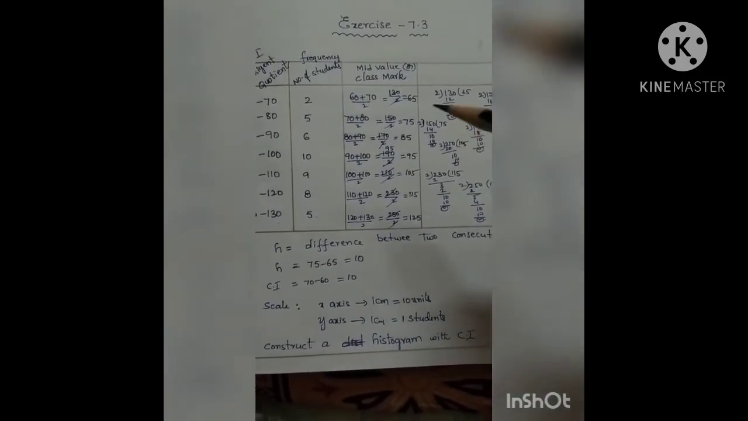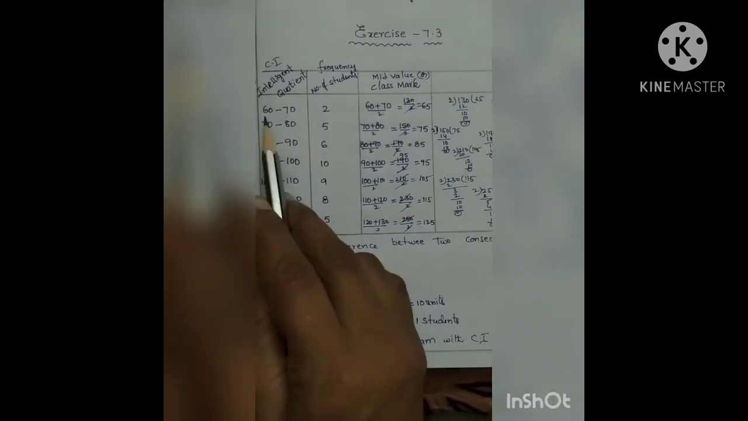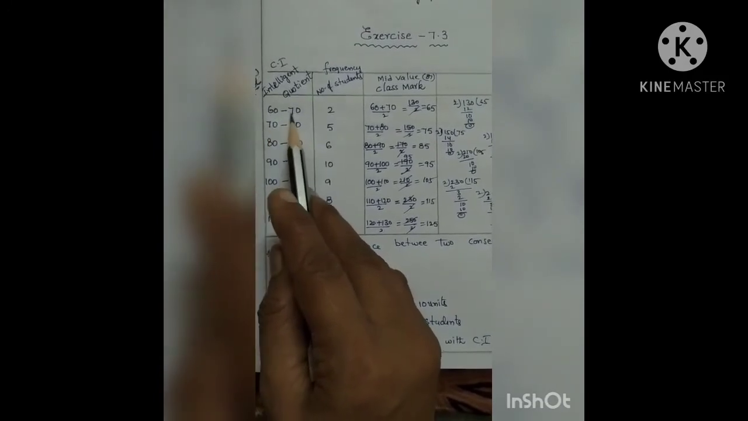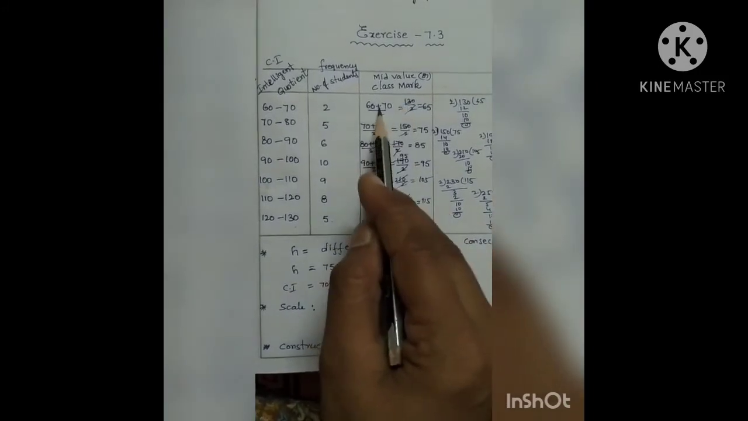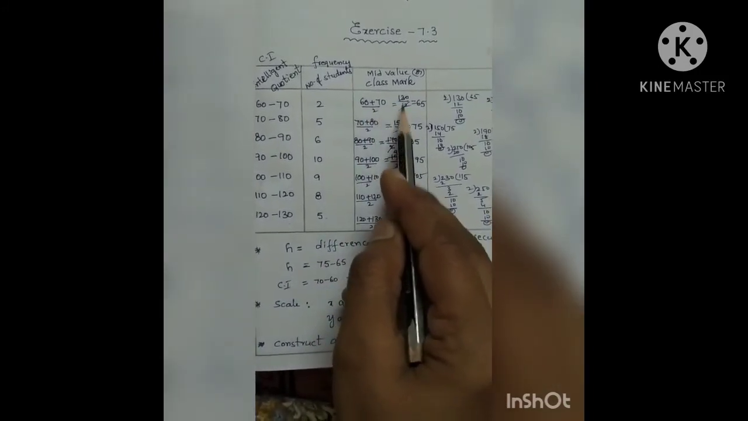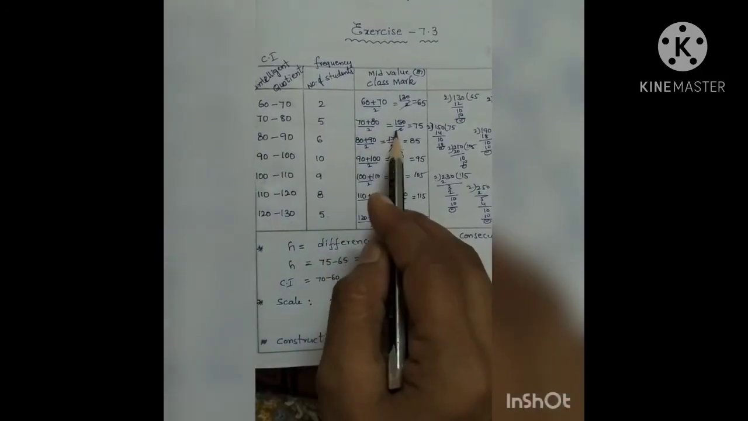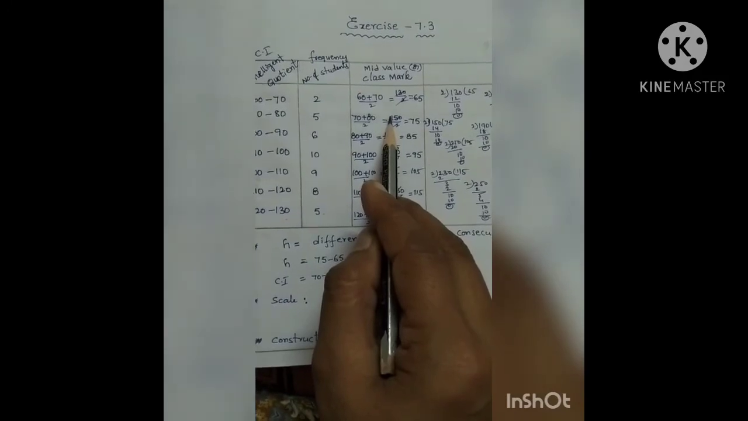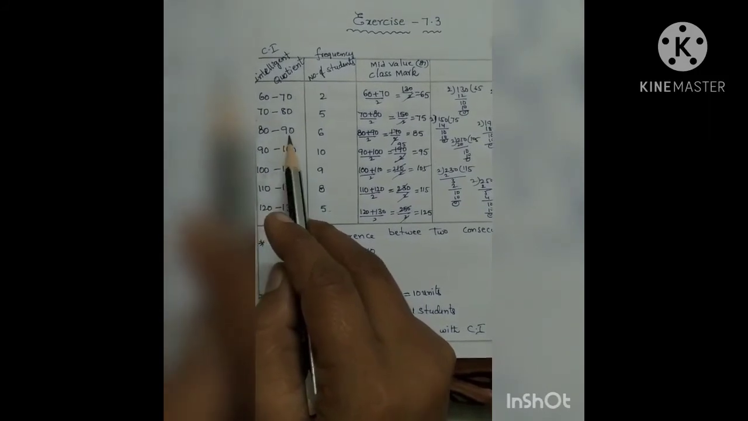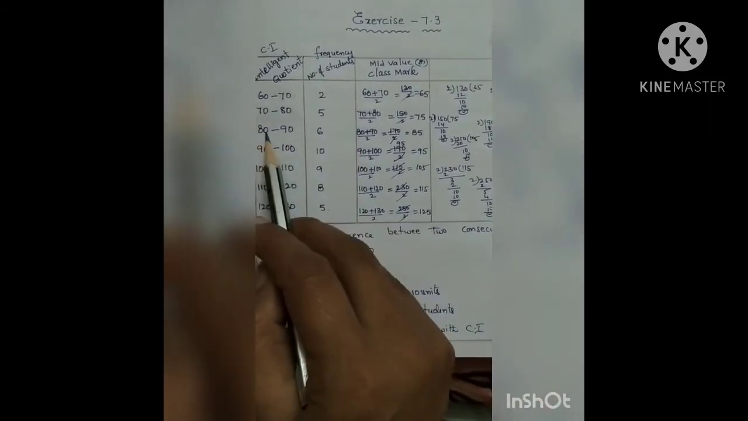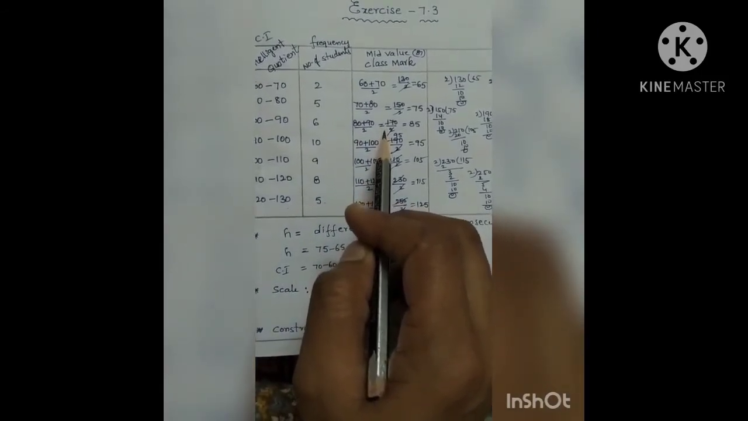Find the data. So here first the class mark. Class mark means mid value, the average of the class interval. 60 plus 70 by 2: 130 by 2 is 65. Then 70 plus 80 by 2: 150 by 2, 75. Next, 80 to 90: 80 plus 90 by 2, 170 by 2, 85. The mid value is 85.